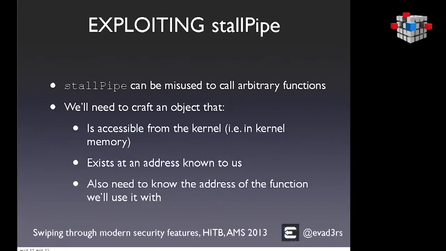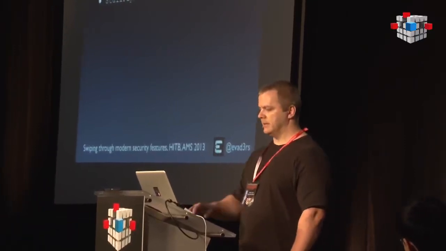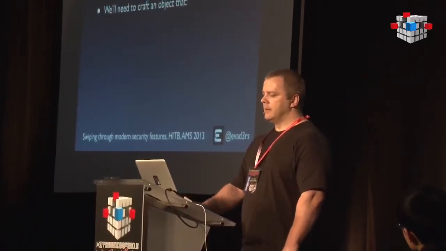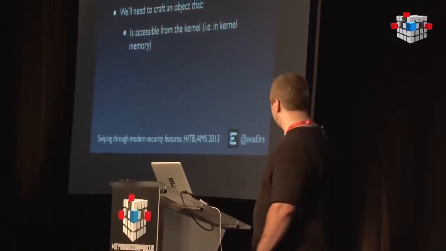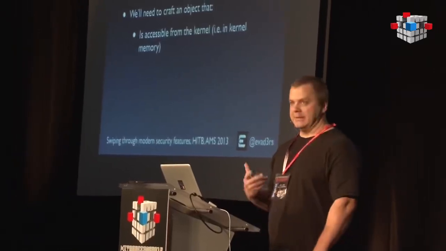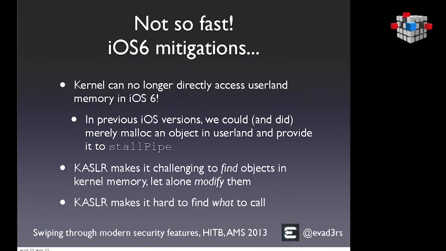So the big thing about stall pipe is it can be used to call arbitrary functions. We used to be able to create functions in user space and actually have this routine call them. We can't do that with iOS 6, but at least you can call arbitrary functions through it. In order to do that, you need to make sure that the object you provide through the arguments is observable from the kernel. So it has to be in kernel memory, and we also have to know the address to make it useful. And obviously we need to know the address of the function we want to use that information with.